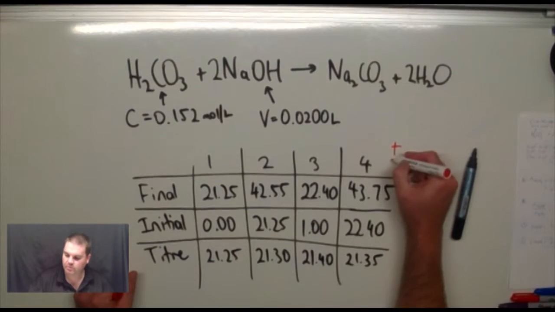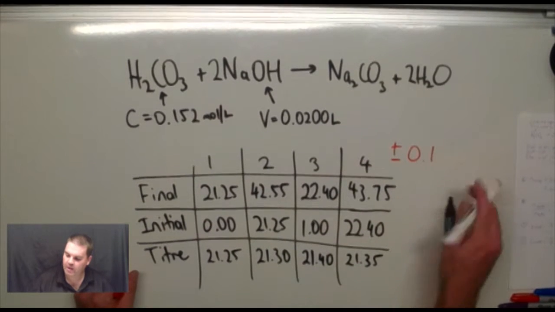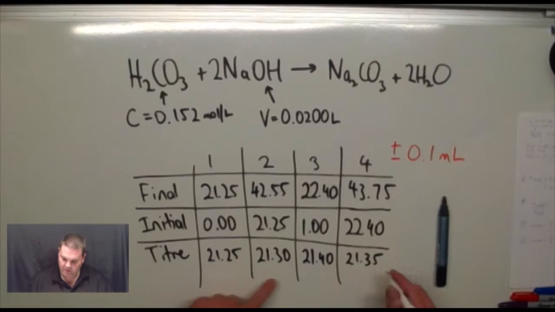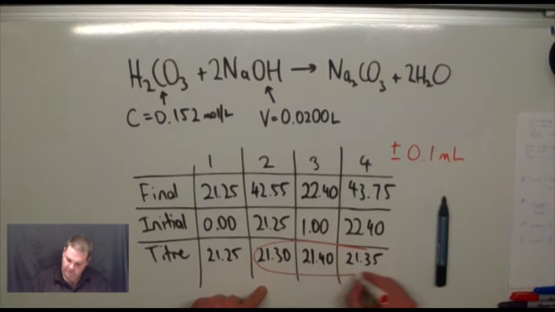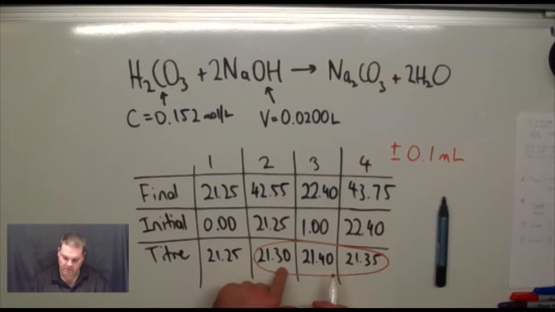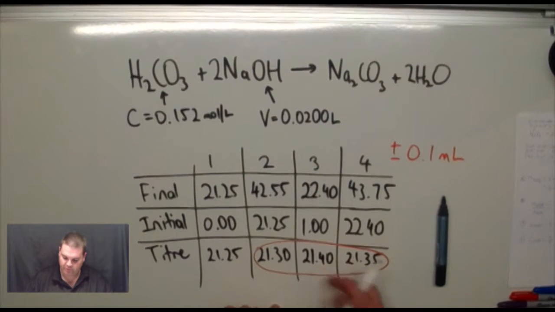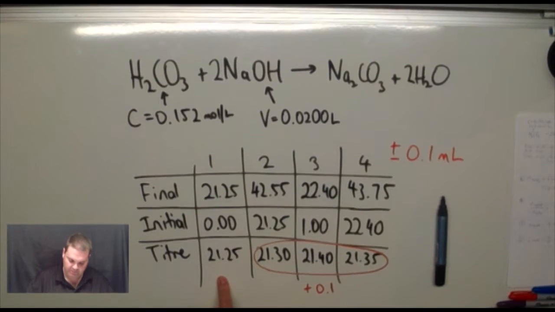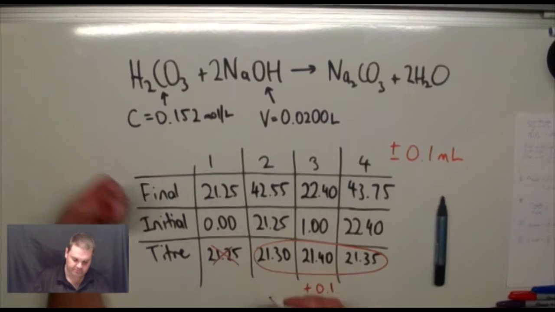So having a look at our titers across here, okay, remember concordant titers are ones that are within plus or minus 0.1 milliliters of each other, okay. So having a look through here, these 3 are within 0.1 of each other. The lowest is 21.3, highest is 21.4. So there are concordant titers, they're within 0.1 of a mil. This one is out, all right, by 0.15 from that highest value. So we're going to discount that one.